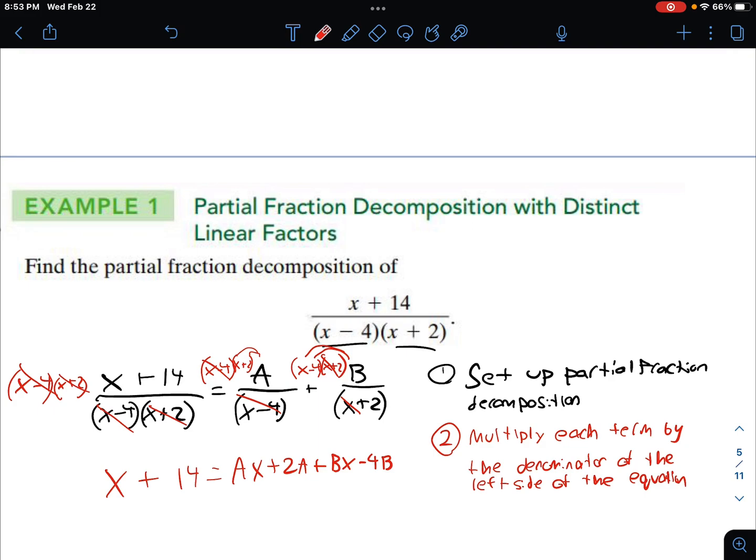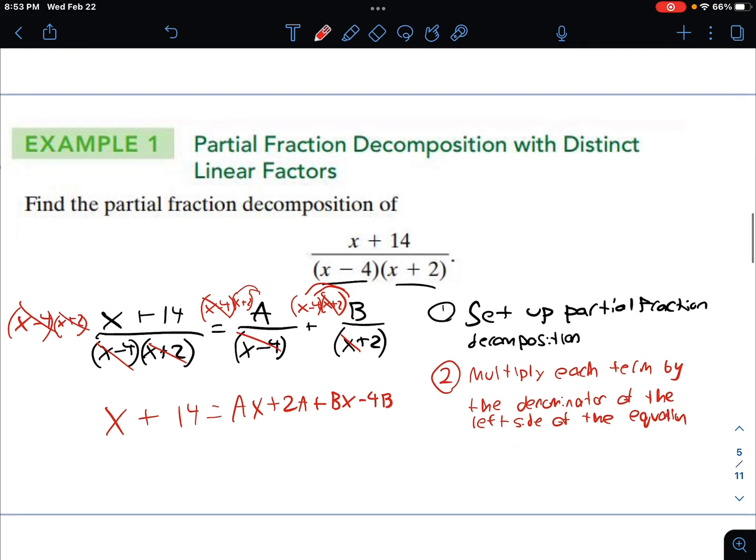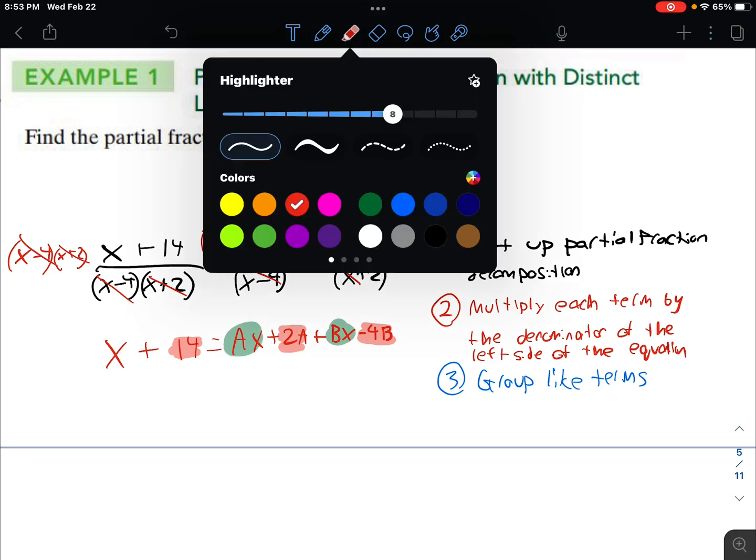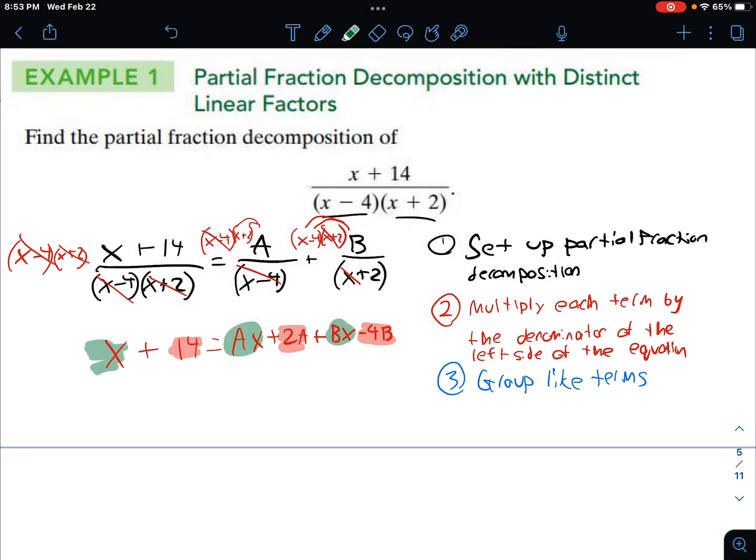Now, here's the part where we're going to group like terms together. You guys are going to notice that certain terms here have the same variable attached. These have x's, and these are going to be technically constants. It's a number times another number. And so we're going to group like terms. This is going to allow us to set up a system of equations. Specifically, if you look on the left-hand side of the equation, we have a number. Our red's going to match up with our red, and our green is going to match up with our green.